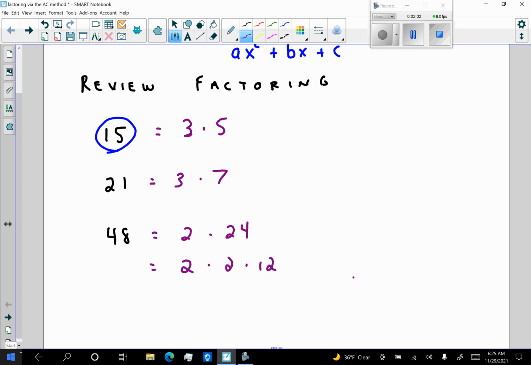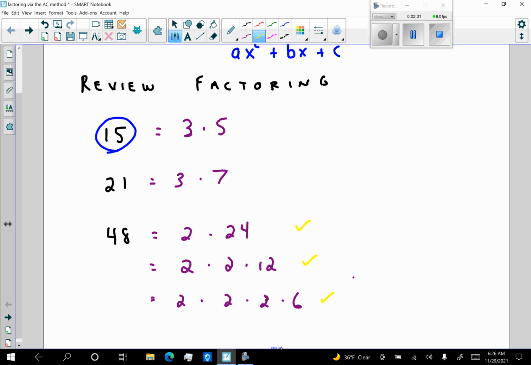Okay, and that is a factorization. All of these are factorizations of 48. 2 times 24, 2 times 2 times 12, that's a factorization. There are 3 factors here. And then if you can see, hey, I can still do 12 again. So that's just going to be 2 times 2 times 2 times 6. That also is a factorization of 48.